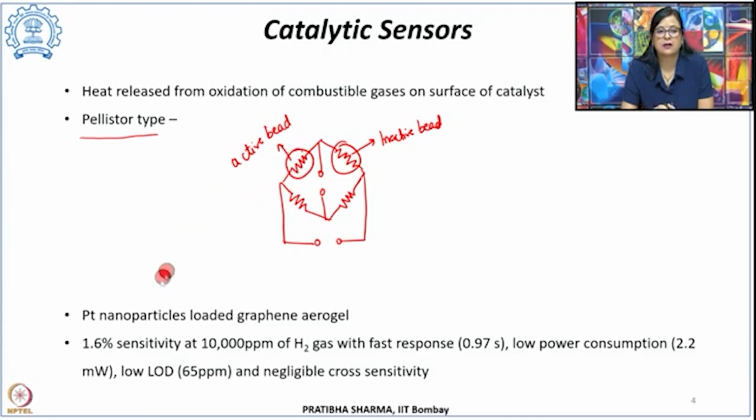Now in this case, different materials have been considered for the catalytic sensor, like the platinum nanoparticles loaded graphene aerogel. They have been studied and have shown good sensitivity, 1.6% at 10,000 ppm of hydrogen gas. Even the response time has been very fast, 0.97 seconds. They require very low power, 2.2 milliwatt, with a lower level of detection of even 65 ppm, and they have negligible cross sensitivity. So this is the Pellistor type of catalytic sensor.